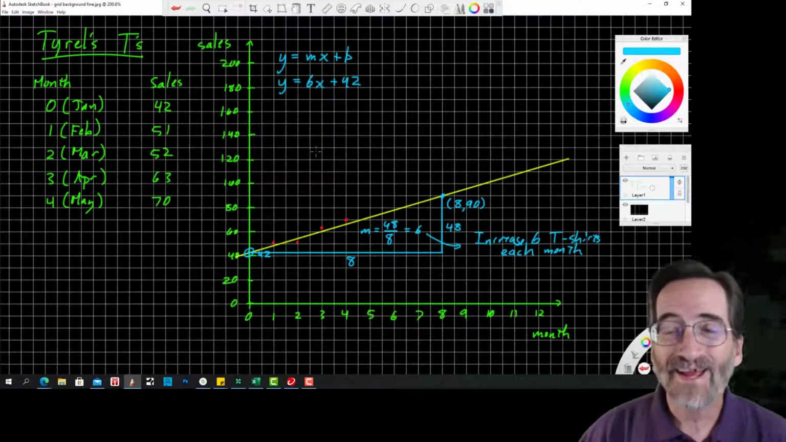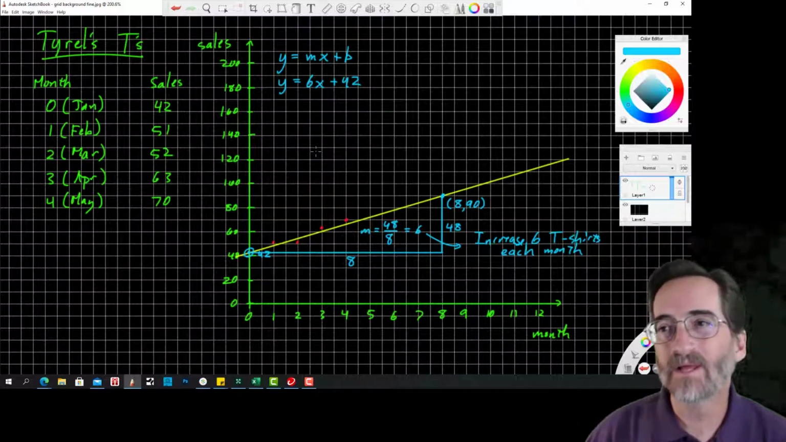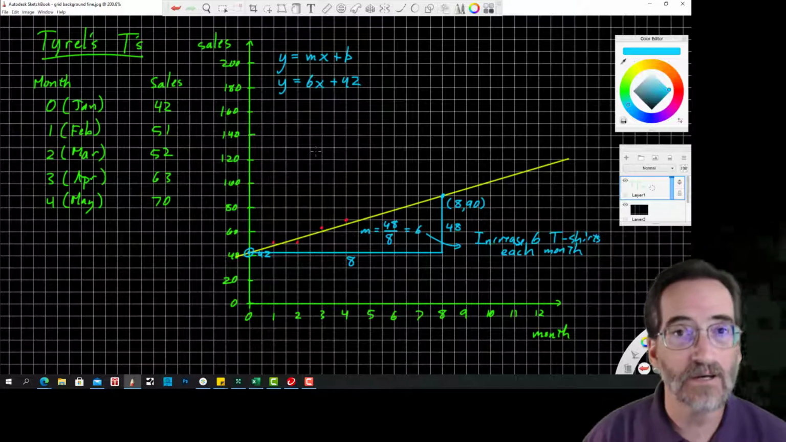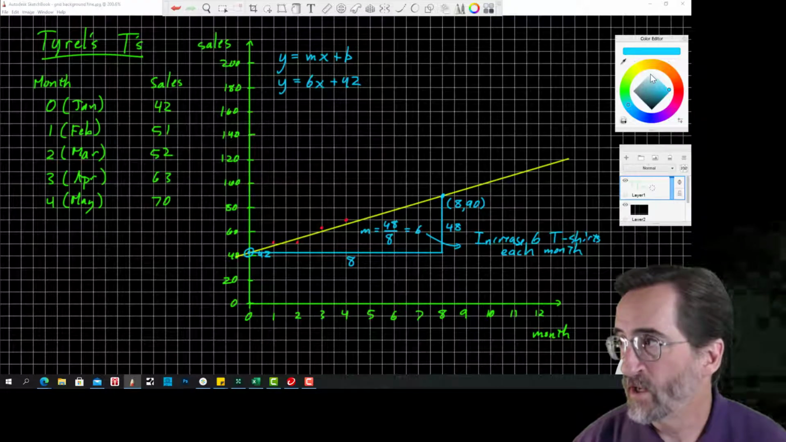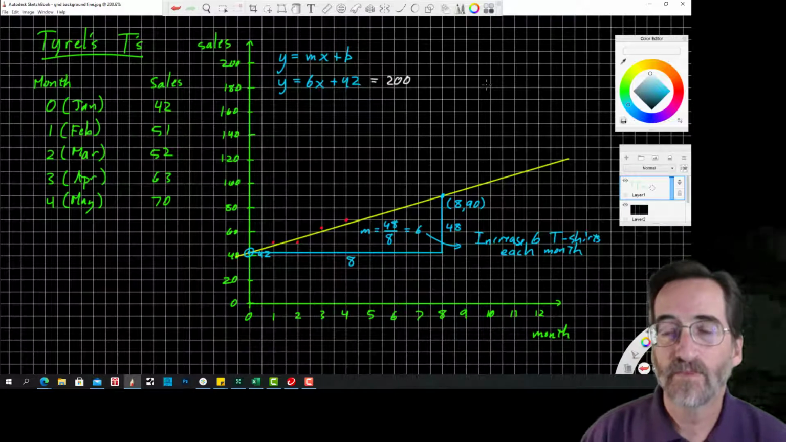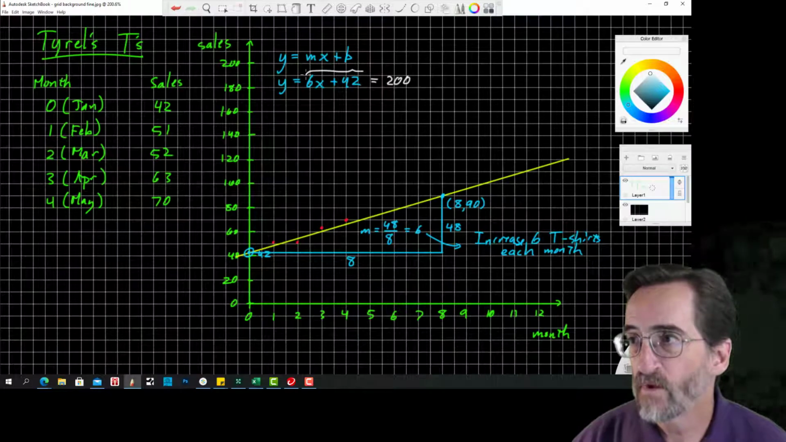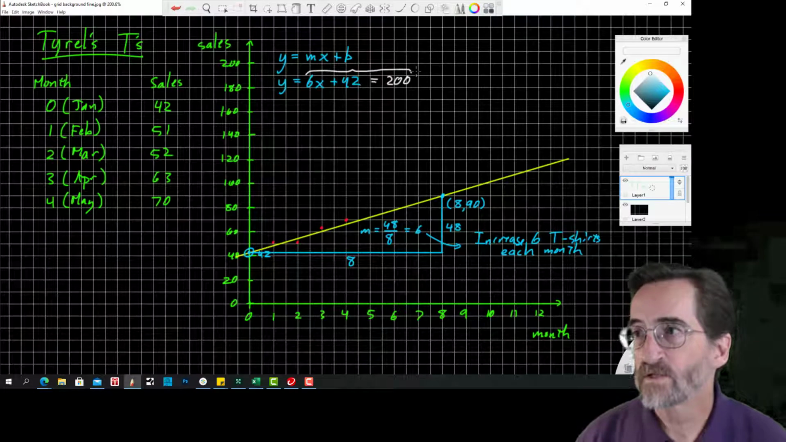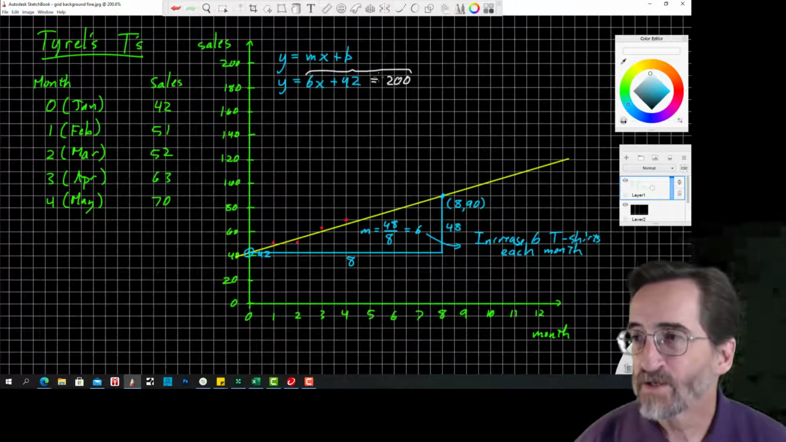Okay, now I want to answer the question that I posed at the beginning of the problem, and that is, when can I expect to need to hire additional staff? Well, that's going to happen when my sales equal 200 or get above 200. Okay, so basically I'm going to solve this equation. 6x plus 42 equals 200. Okay, so let's go ahead and do that.